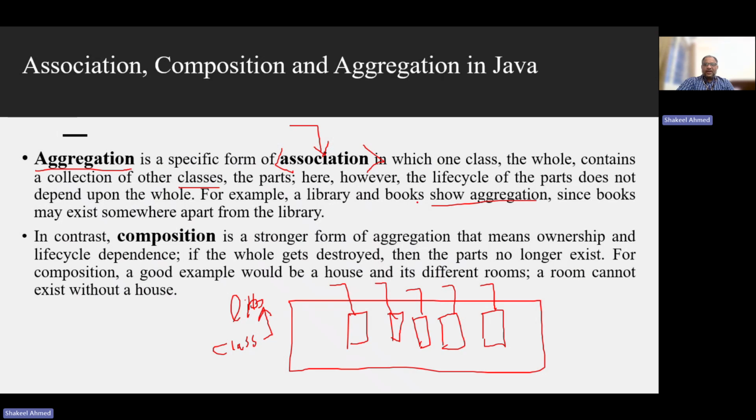For example, a library and book show aggregation, since books may exist somewhere apart from the library. So they can be in the library or in any other place you can talk about, maybe in a bookstore of that particular kind.